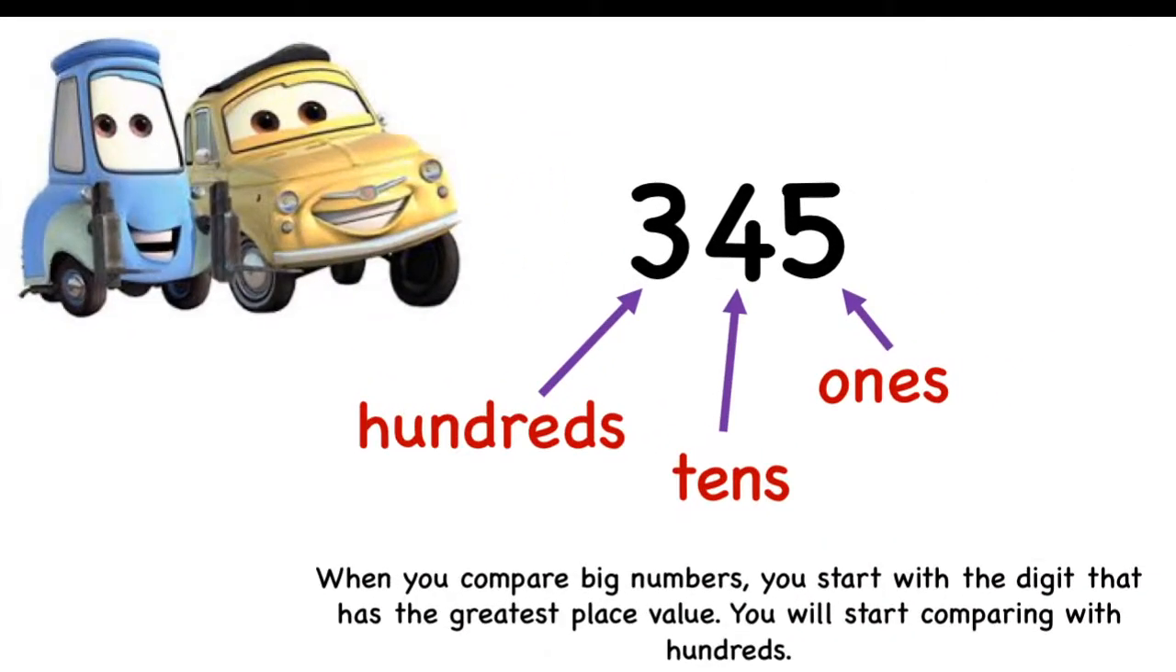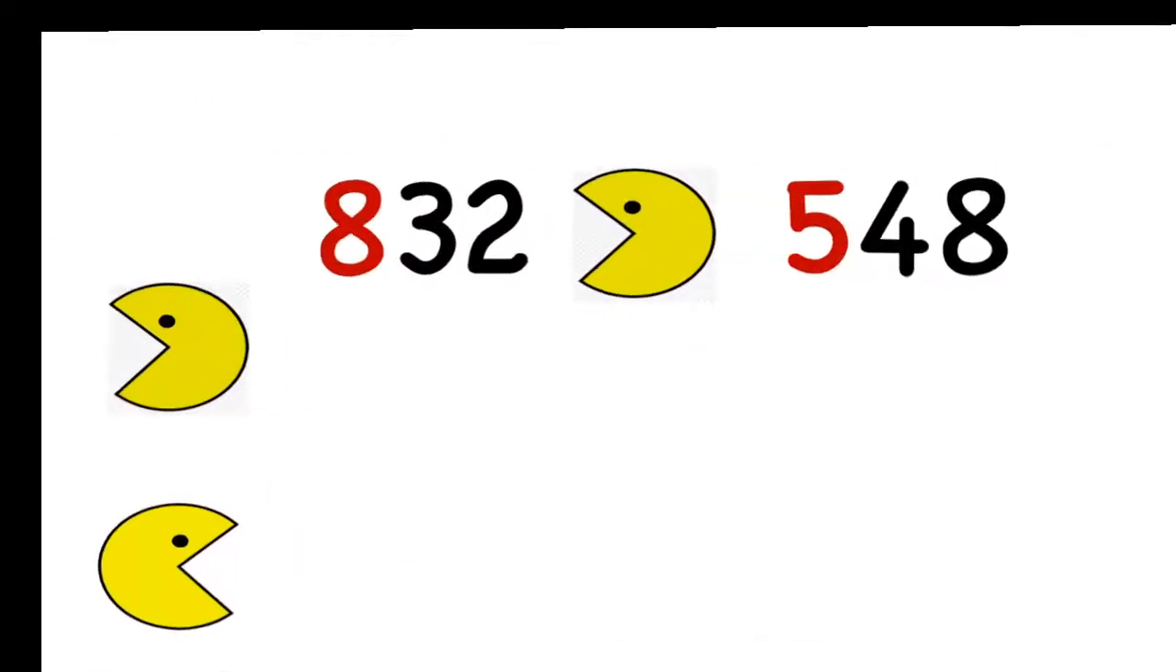When you're comparing the numbers, it is very important to know the digits. Like here, we have the number 345. 5 is in the ones digit, 4 is in the tens digit, and 3 is in the hundreds digit. Why is it important? Because when you're comparing the numbers, you have to start with the hundreds digit. What do you have to start with? With the hundreds digit. You will start comparing with the hundreds digit. If the hundreds digit is the same, then you will move on to the tens digits.